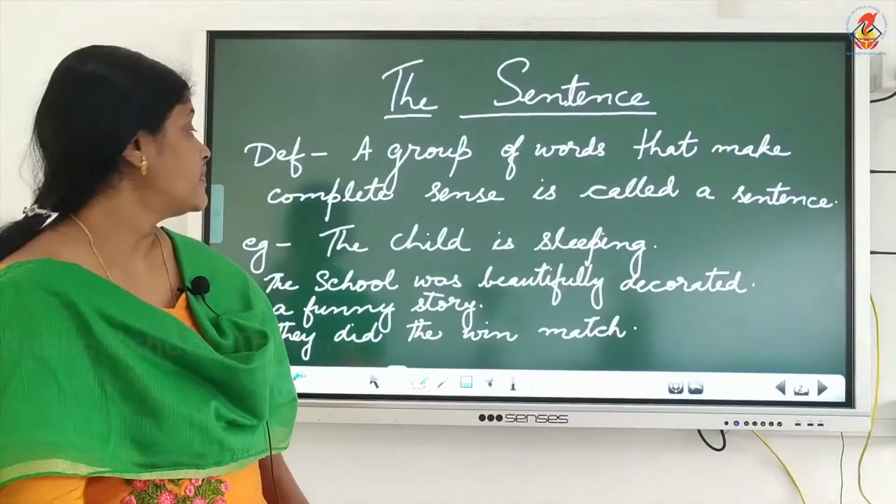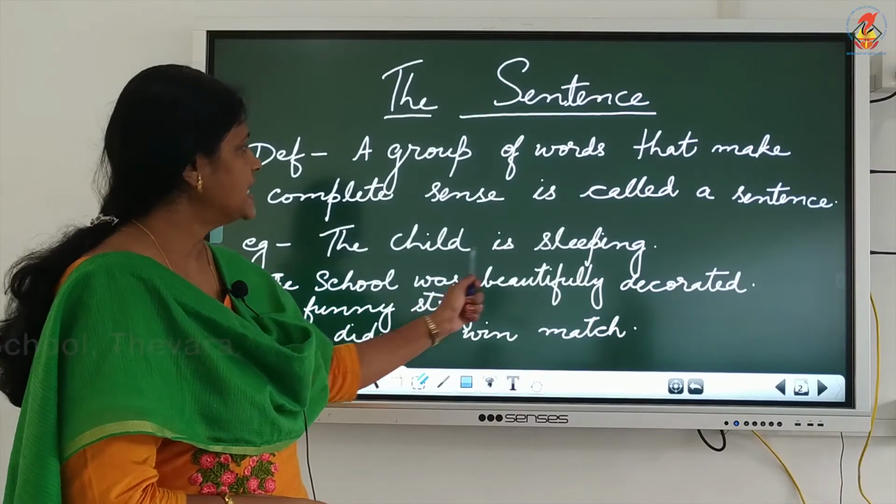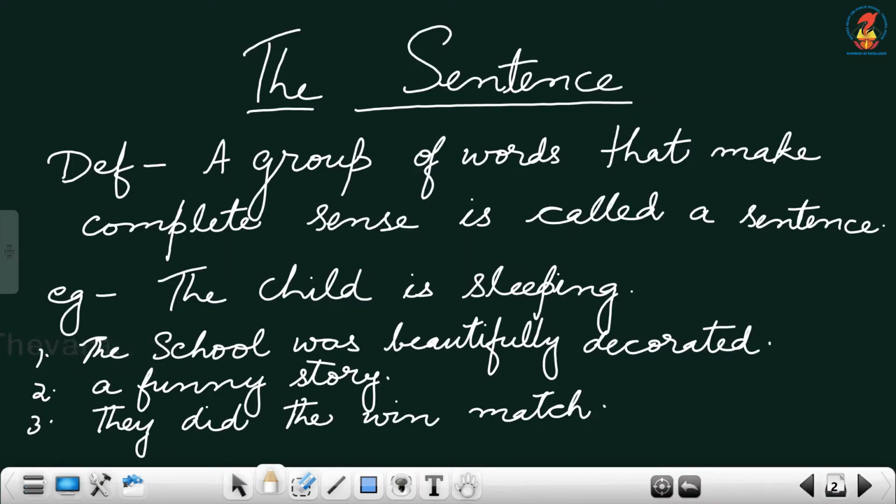Now, I have given 3 examples here. The child is sleeping, the school was beautifully decorated, a funny story, and they did the win match. Now, among these, which is a sentence, you tell me? The first one is a sentence, isn't it? The child is sleeping. Started with a capital letter, ended with a full stop, and it is in a meaningful order. Second one is the school was beautifully decorated. About whom are you talking? The school. What did they say about the school? Was beautifully decorated. This is also a sentence.